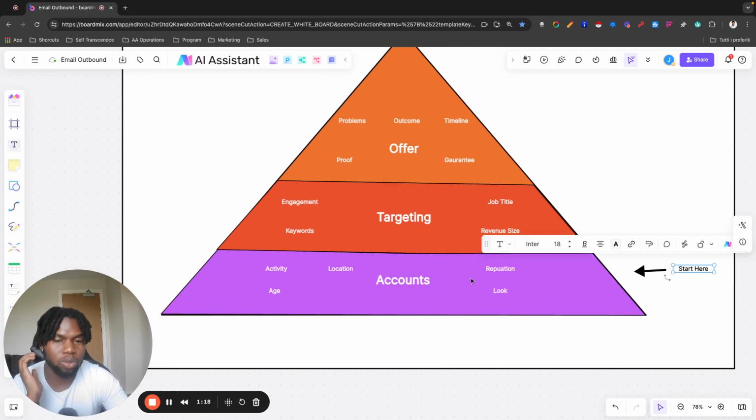I'll start with the account. So before I even look at the offer, before I even look at the targeting, I will think, hey, are the accounts going to the inbox or going to the spam, right? Now, the same goes for LinkedIn. The thing about LinkedIn or Facebook or Instagram is that your account needs to look a certain way. So I'll ask, how is your account perceived by your market, right?